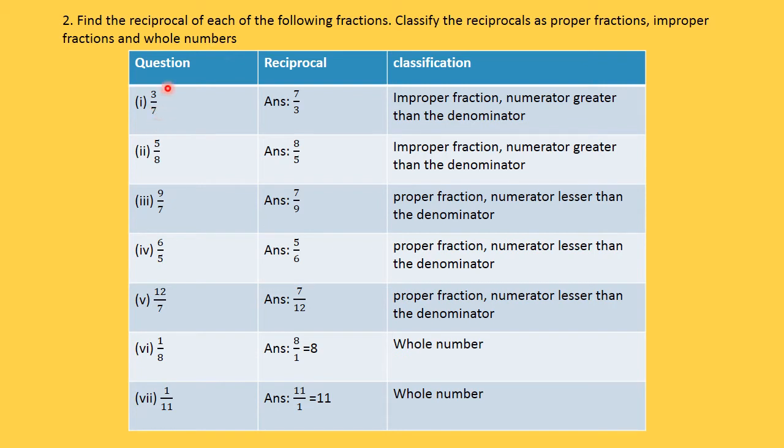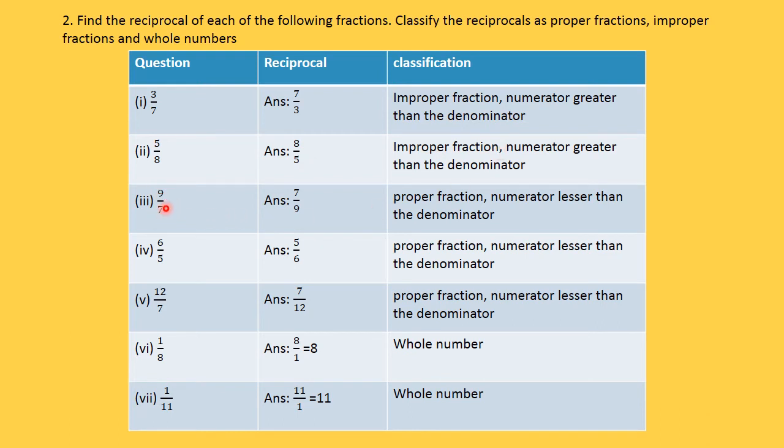Okay. Now let us see the first question. The first question is 3 upon 7. We have to find the reciprocal, which is just reversing numerator and denominator. So it becomes 7 upon 3. And 7 is greater than 3, so it is an improper fraction. Let us see the second question. 5 upon 8. Reciprocal is just reversing numerator and denominator, so it becomes 8 upon 5. So what is its classification? Because numerator is greater than the denominator, it is an improper fraction.